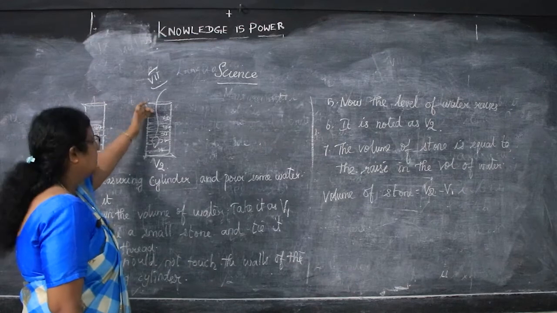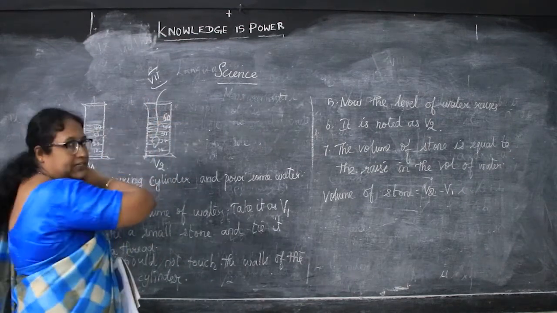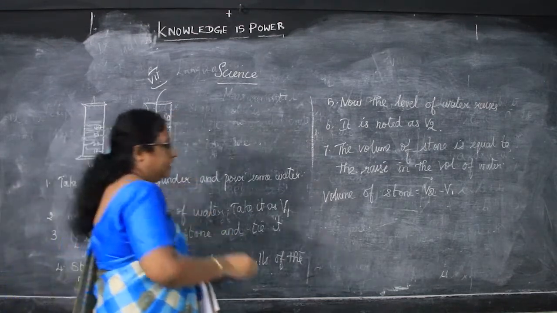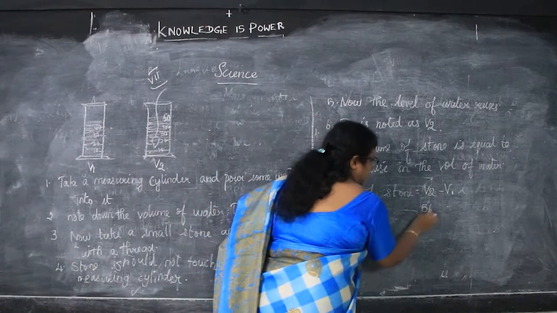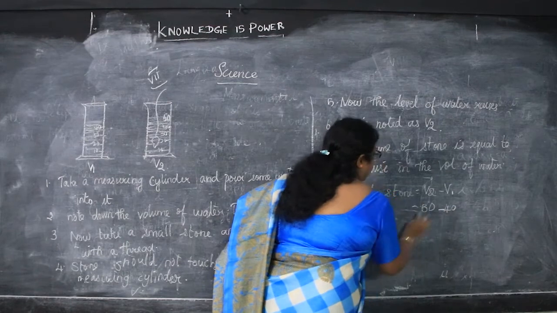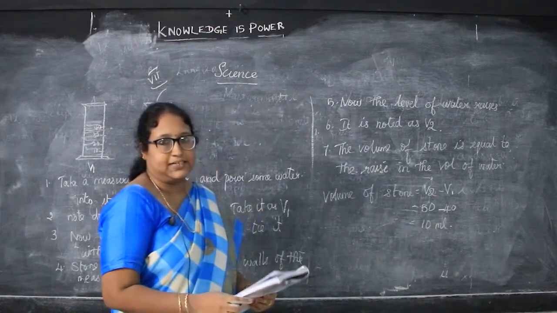Now after immersing the stone inside it, what happens? The water raises and the level here is 50. So the initial level is 40. As the water raises, it comes up to 50. So what is V2? 50. And V1, that is the initial level, is 40. Now what is the volume of the stone? 10 ml. Did you understand, children?